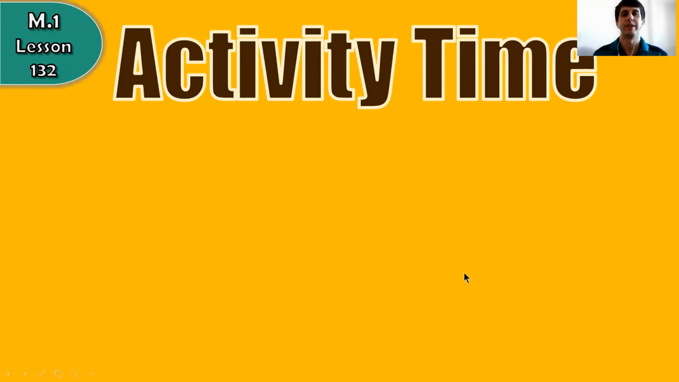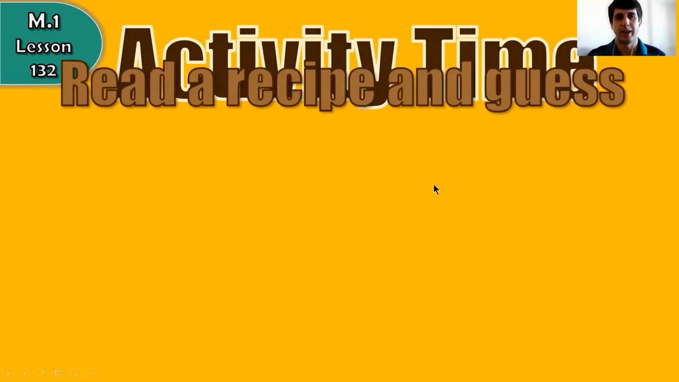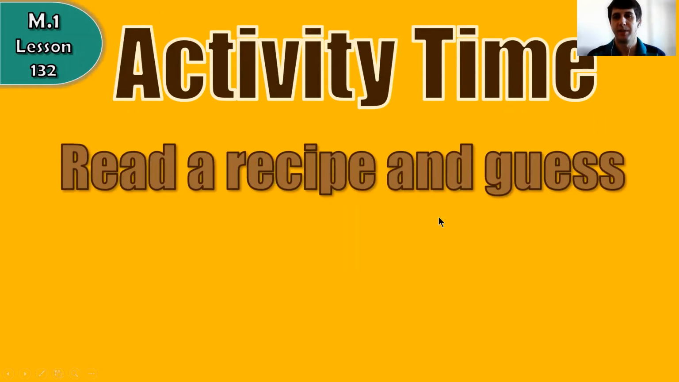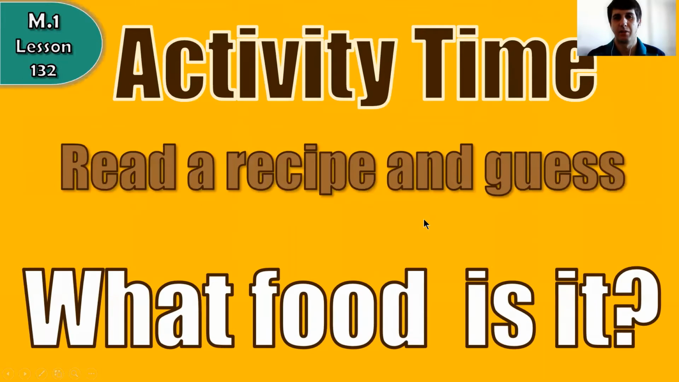Now, we've recapped the words. Time for an activity. Read a recipe and guess what food it is. So I'll show you a recipe. Now, a recipe is what we follow when we're cooking. So it's instructions to help us cook some food. So we might have number 1, number 2, number 3, number 4, what you need to do to cook that food. So you need to read the recipe and try to guess what food it is.